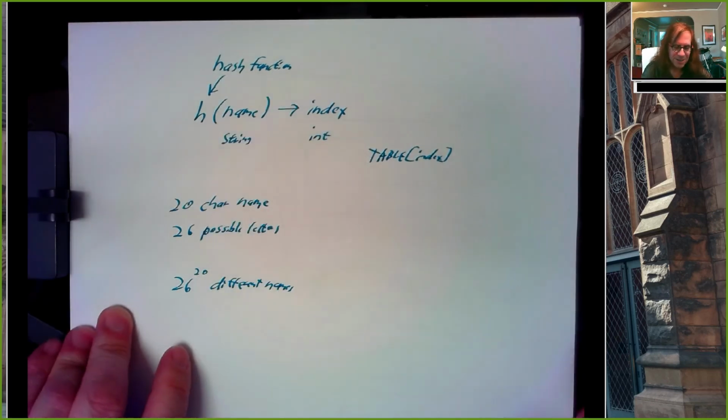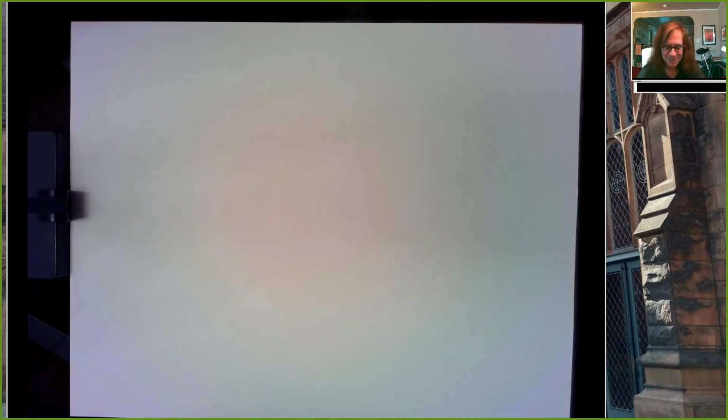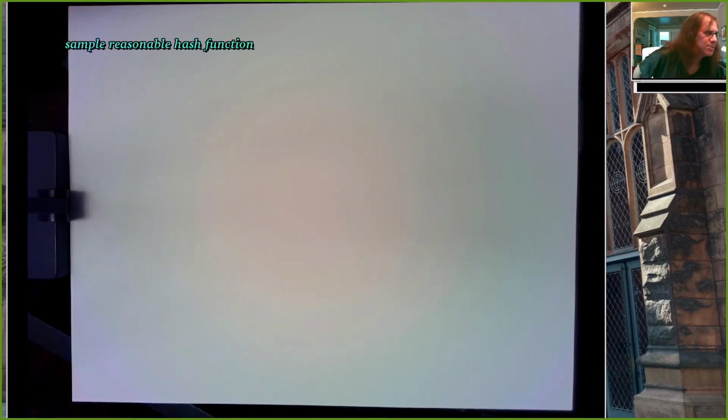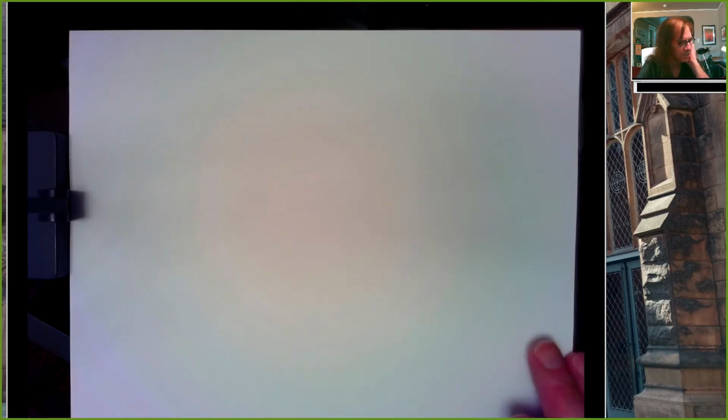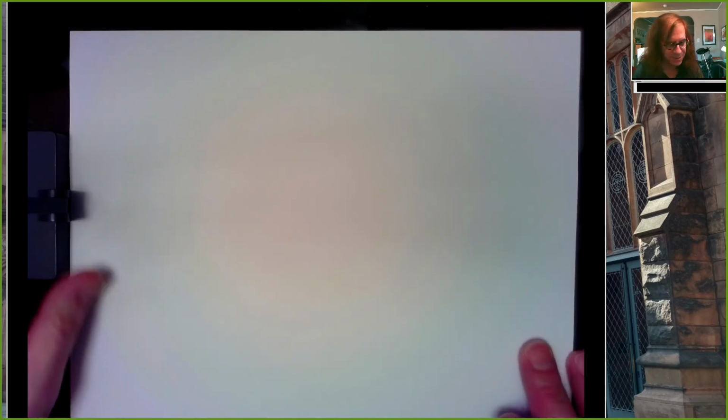All right, so how do we write a hash function that doesn't require this ridiculous amount of space? So here's a sample of a reasonable hash function. Yes, CS222, I believe, is 2 credits. I could be wrong on that. It could be, but yeah, intro to machine learning.